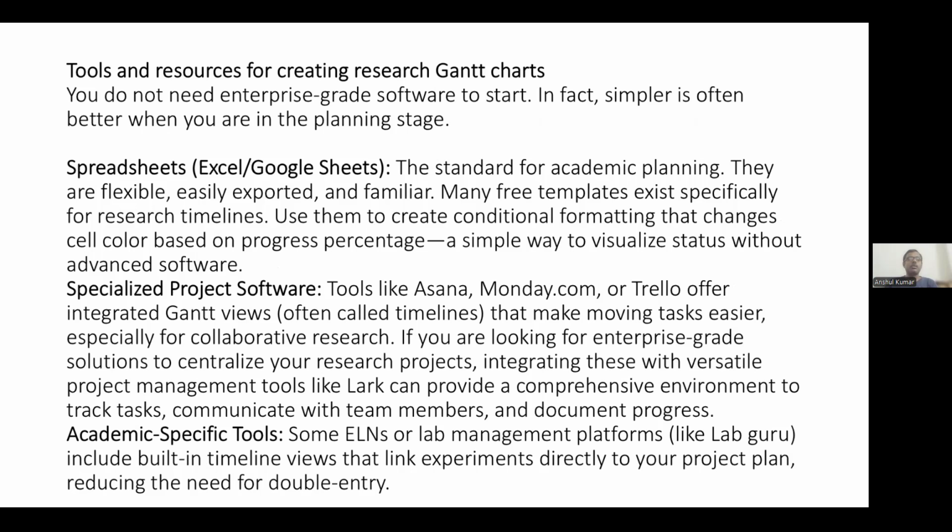You do not need enterprise web software to start. In fact, simple is often better in the planning stage. So what are some of the tools? Spreadsheets like Excel or Google Sheets. This is the standard for academic planning. They are flexible, easily exported and familiar. Many free templates exist specifically for such timelines. We can use them to create conditional formatting that changes cell color based on the percentage, as I already showed in the initial phase of the lecture. So it is a simple way to visualize status without advanced software.